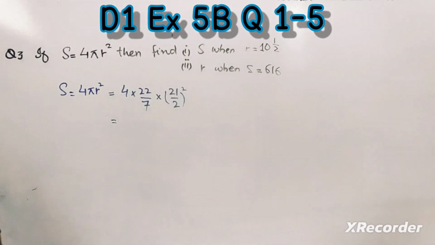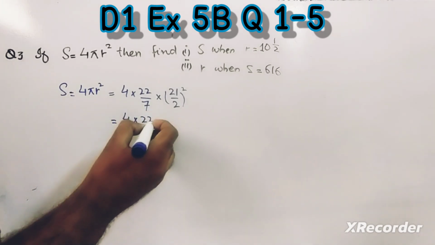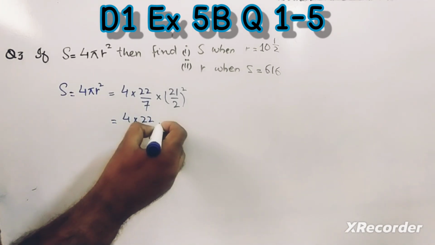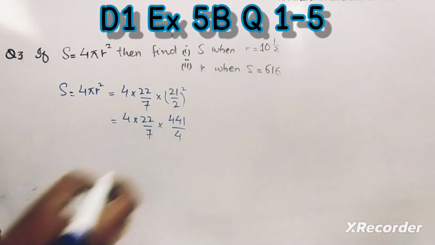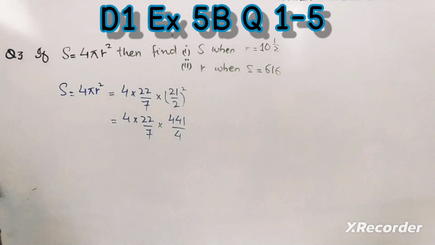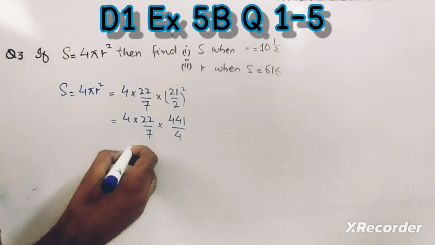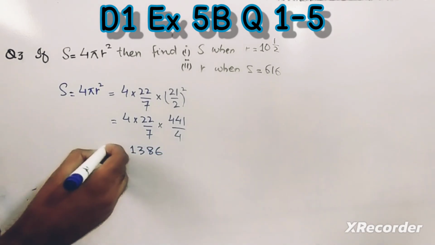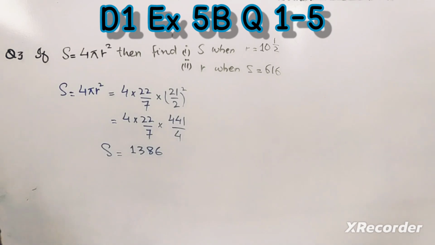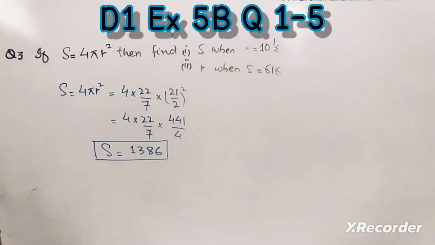By solving, we get 4 times 22 upon 7 multiplied with 4 1 upon 4. By solving this, what we get is 1386. So our s will become 1386, and that is our required answer for part 1.